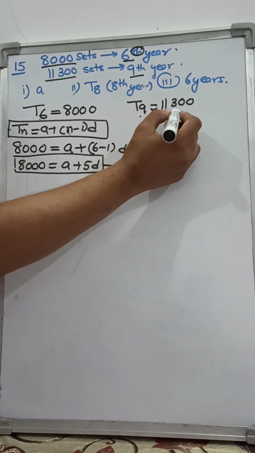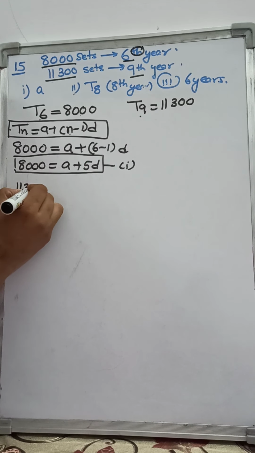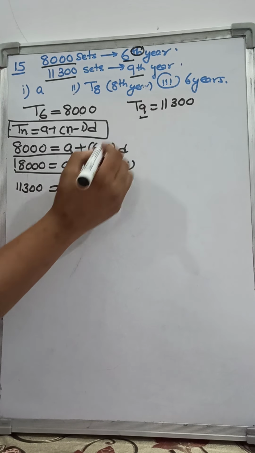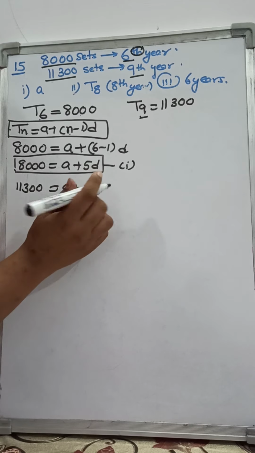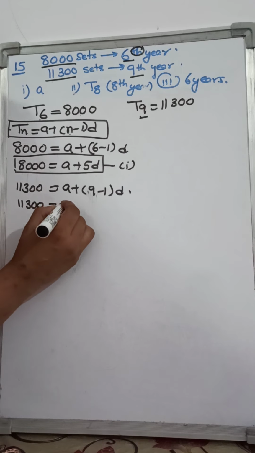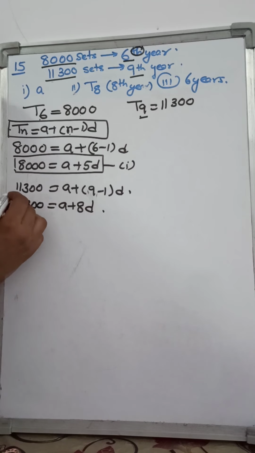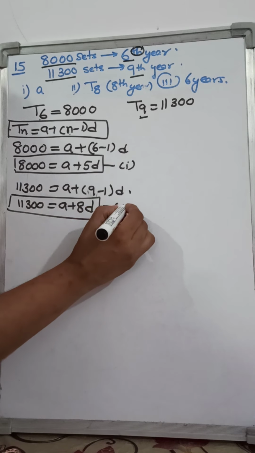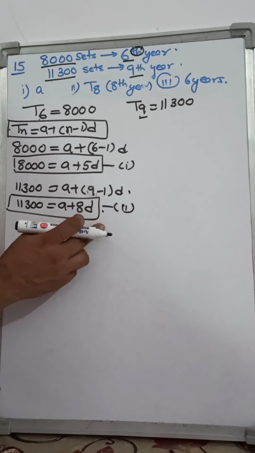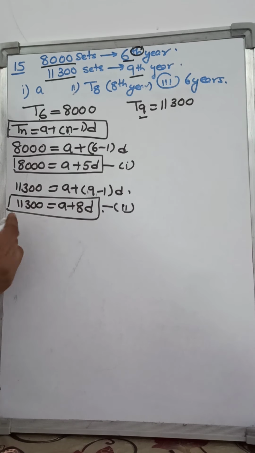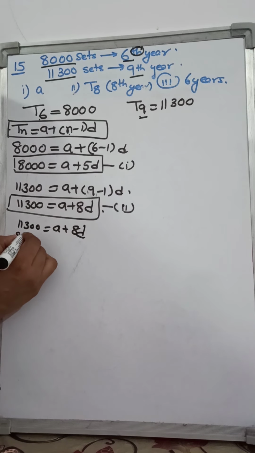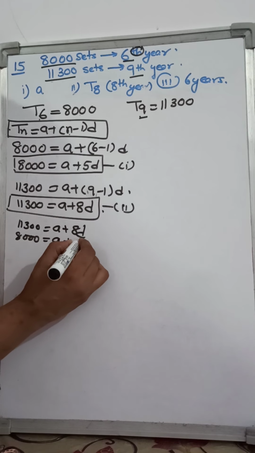Now the 9th term is 11,300. So 11,300 will be over here, then A is not given to us. N is 9, so 9 minus 1 into D. So 11,300 equals A plus 8D. This is equation number 2 for the time being. Now we will solve these two equations simultaneously to find out the value. So 11,300 equals A plus 8D, and 8,000 equals A plus 5D.